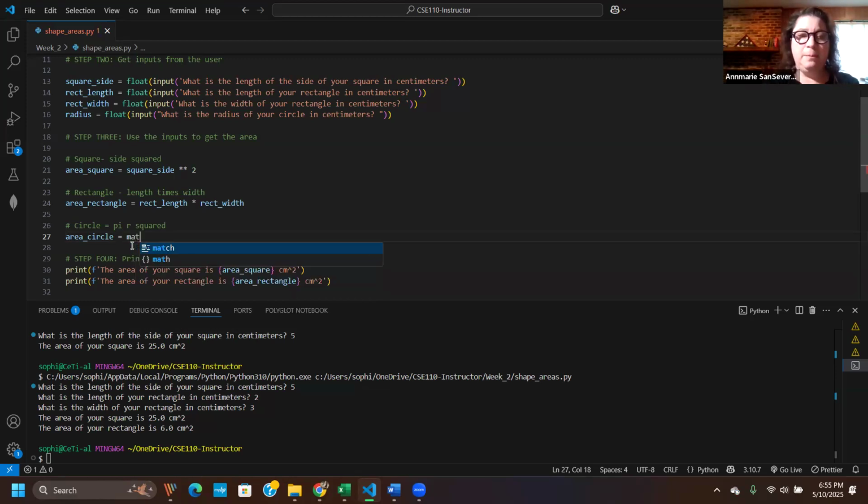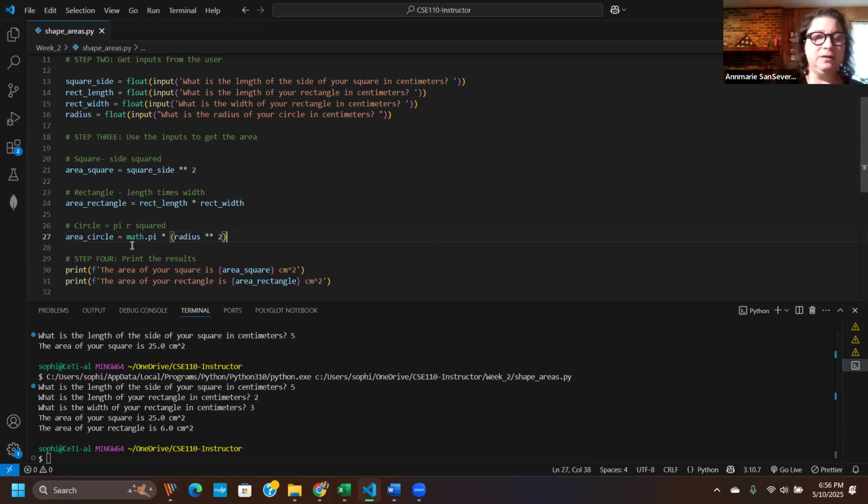So if I did math.pi, and then I'm going to raise that, times that pi r squared, and in parentheses, radius raised to the second power. Now, whether I used math.pi or just 3.14 times that, the answer will be correct. They'll be slightly different, but they'll be correct.